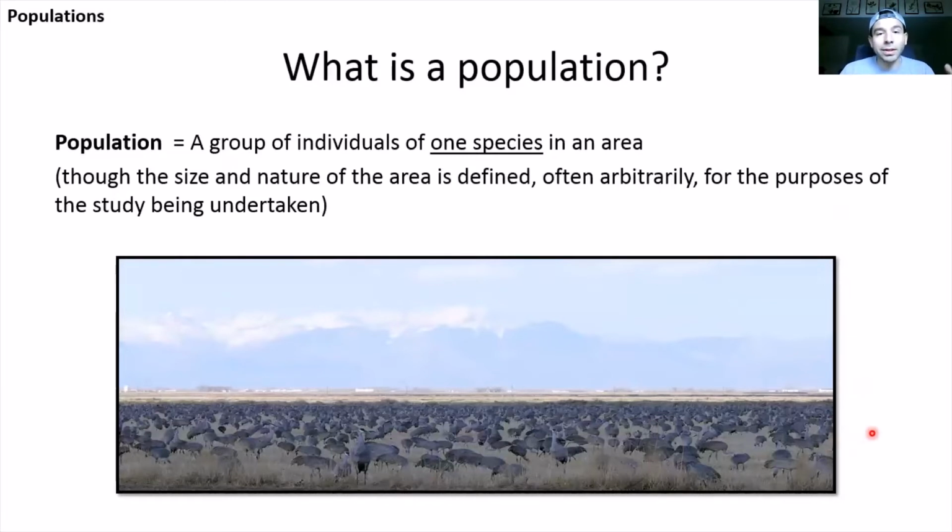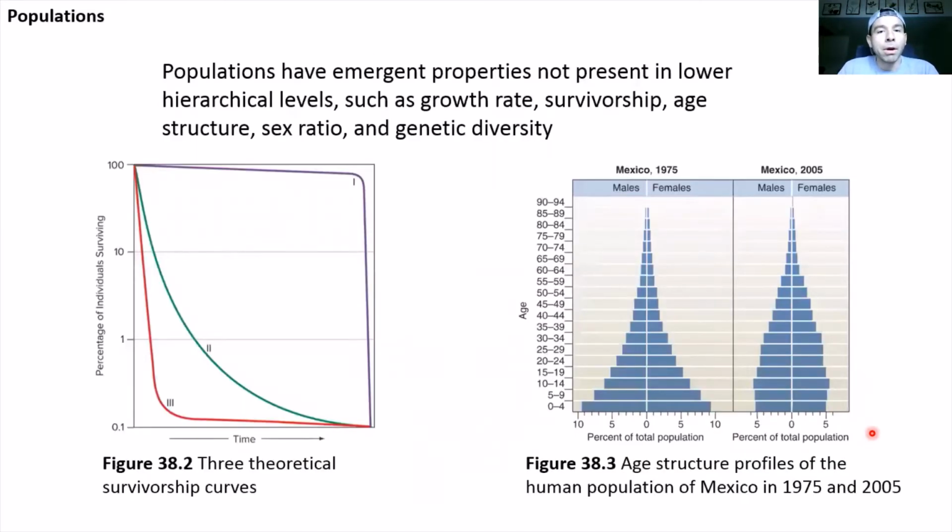So what are the spatial boundaries of the population of sandhill cranes here? Is it the wildlife refuge where we are, or is it maybe a network of refuges? That's somewhat arbitrarily defined, although in some cases it's defined more clearly. For example, if you have a population of Galapagos finches on an island of the Galapagos, that is the population.